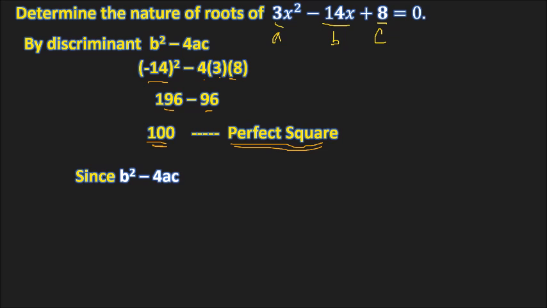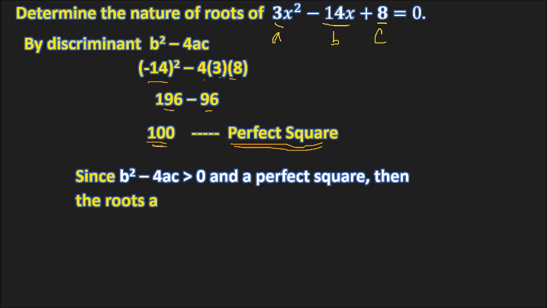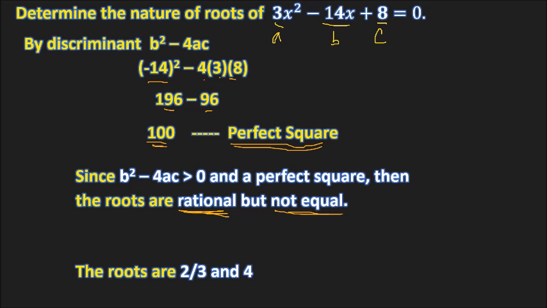Now, since b squared minus 4ac is greater than 0 and a perfect square, then the roots are rational but not equal. Rational but not equal. And by the way, rational because they can be expressed as fractions, but they are not equal. So, it's your activity to identify the roots of this quadratic equation. And you will find out that the roots are 2/3 and 4.